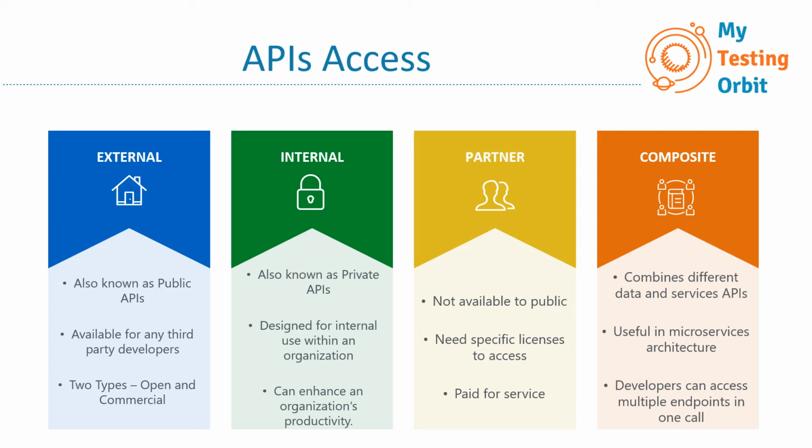A monolithic architecture is basically built on one large system, and it usually has only one code base, while a microservice architecture is where an application is built as a set of small services, and each of these services has its own code base. Okay, so coming back to the composite APIs, developers can access multiple endpoints in one call. So these are the 4 types. Some companies may start with partner APIs and then decide to make them public or even revert them to private.